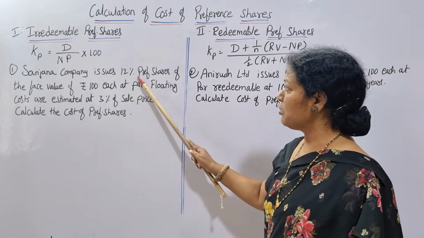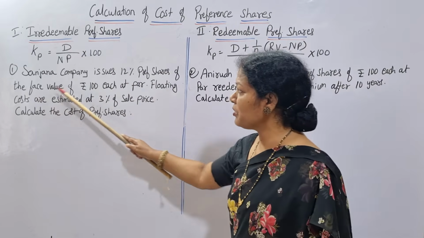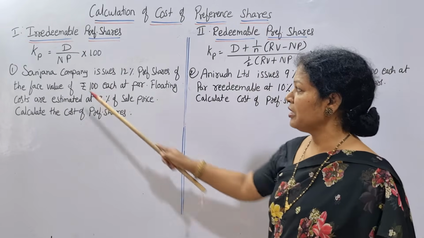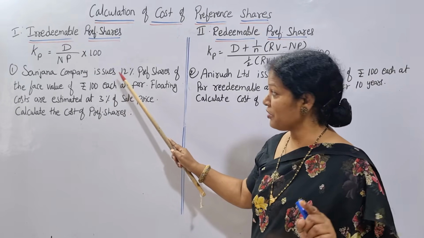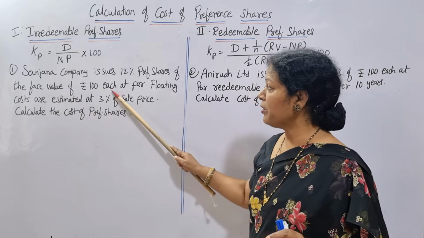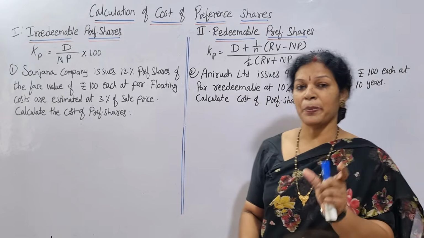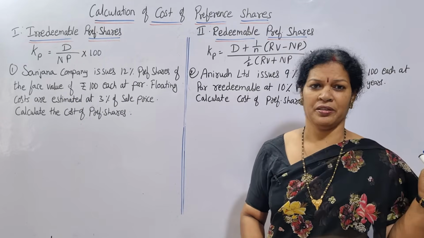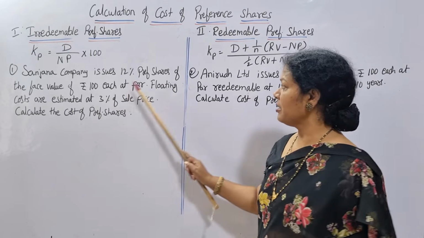Sanjana company issues 12% preference shares of the face value of 100 rupees each. Sanjana company is issuing preference shares. How much is the dividend? 12%. And the face value is 100 rupees each, at par. At par means 100 rupees only. Full price they are issuing.